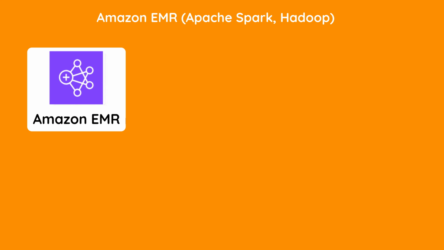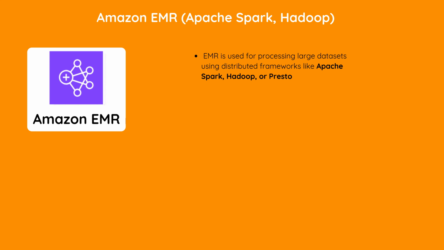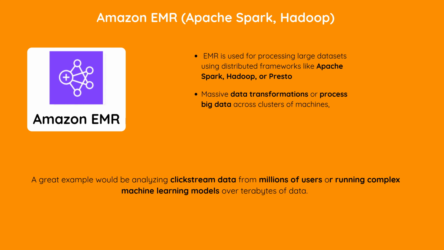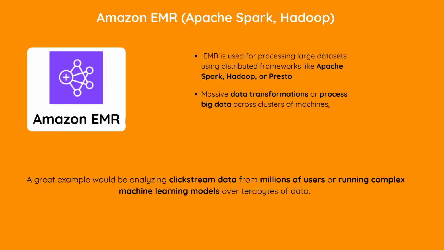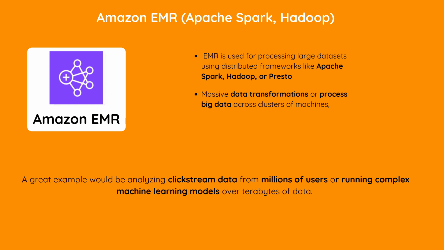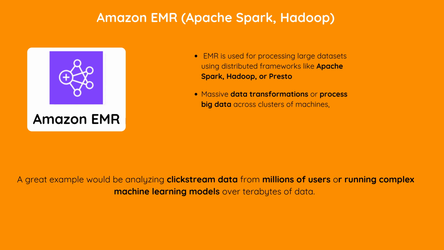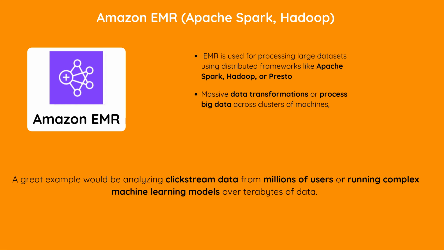Next up is Amazon EMR, a big data powerhouse. EMR is used for processing large datasets using distributed frameworks like Apache Spark, Hadoop, or Presto. If you need to run massive data transformations or process big data across clusters of machines, EMR is your tool of choice. A great example would be analyzing clickstream data from millions of users, or running complex machine learning models over terabytes of data. With EMR, you get the flexibility of open source tools but without the headaches of managing the infrastructure.